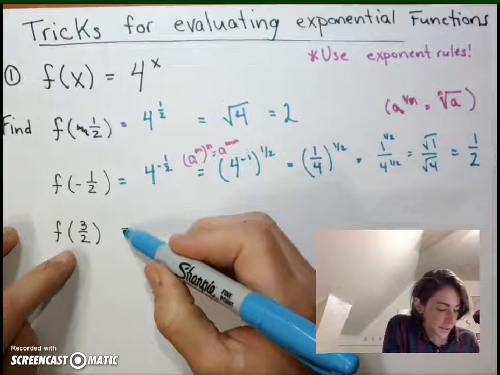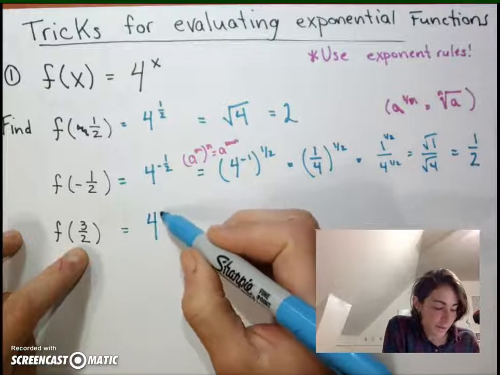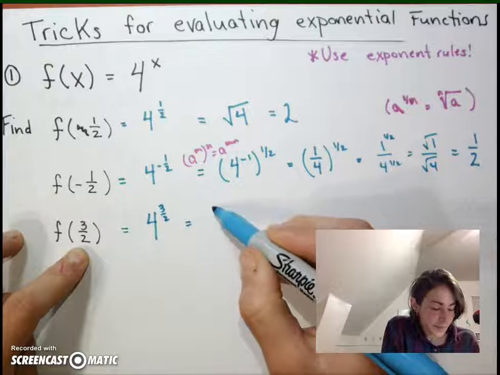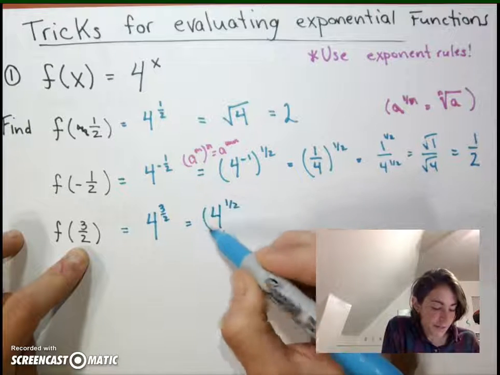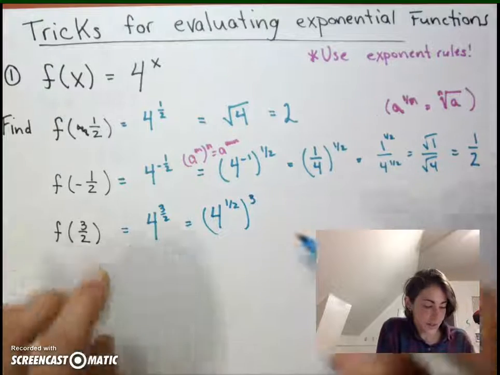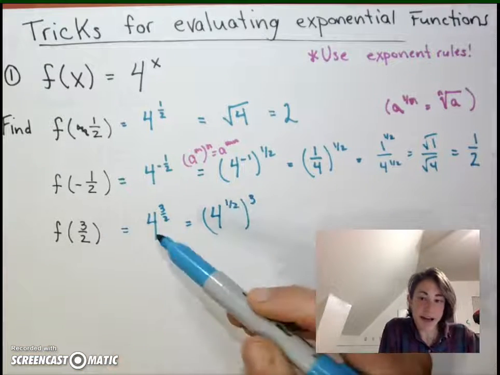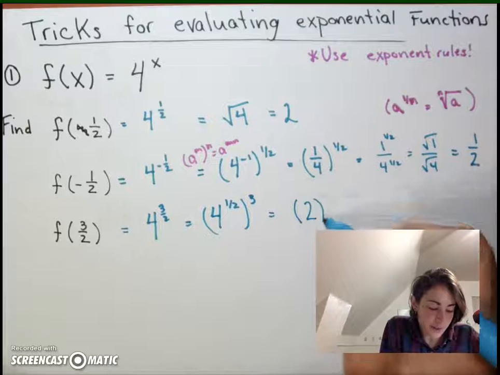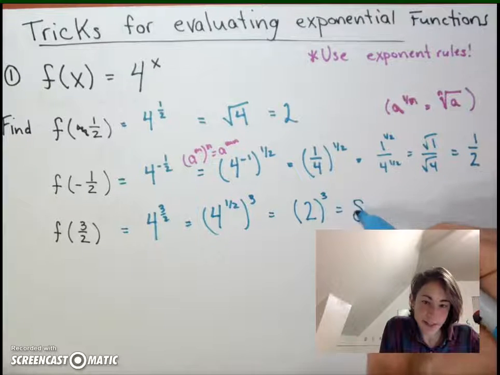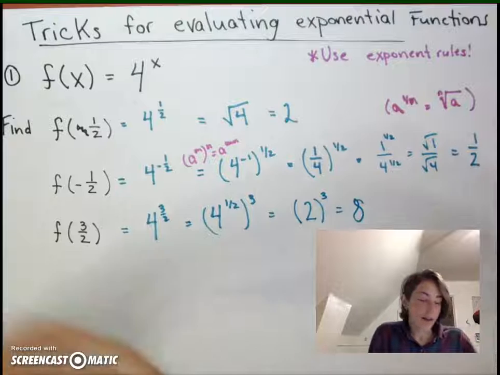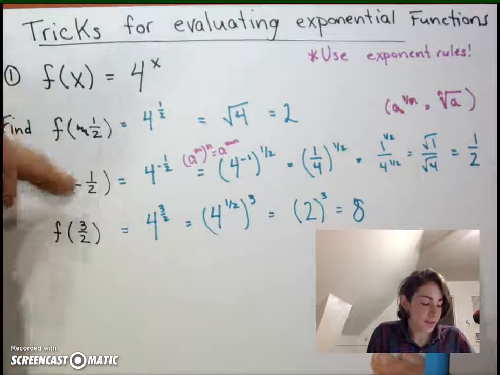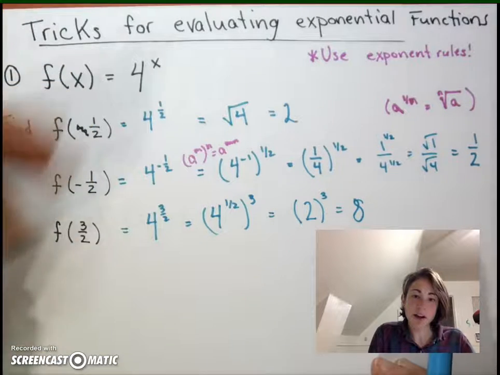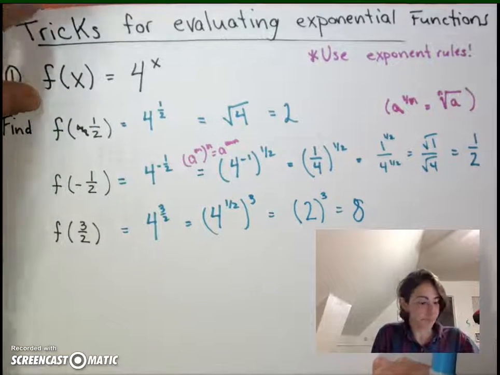We'll do another. f of 3/2 is going to be 4 to the 3 over 2. And I can use this same rule again to write this as 4 to the 1/2 and the whole thing raised to the 3. So just using the fact that 3 times a half is 3 over 2. And 4 to the 1/2 we already know is 2. So I'm just doing 2 to the 3, and that's 8. So when we're evaluating for rational numbers, we can often just use these tricks to evaluate it.